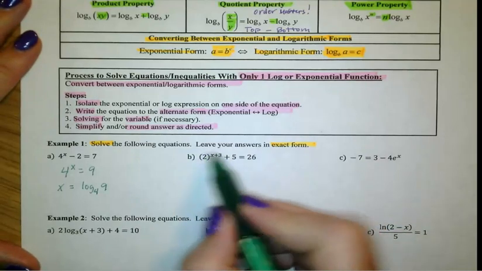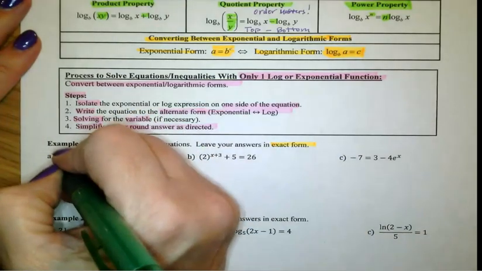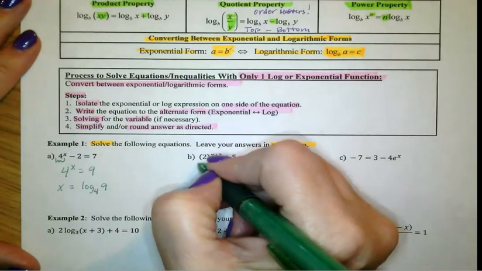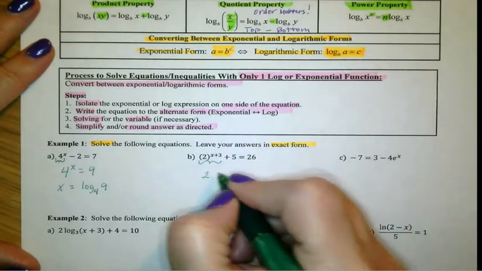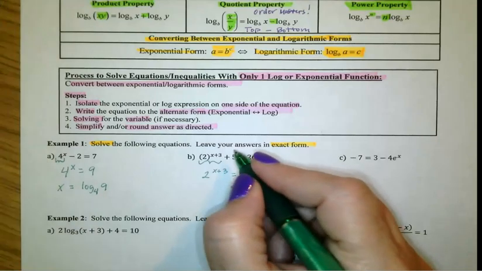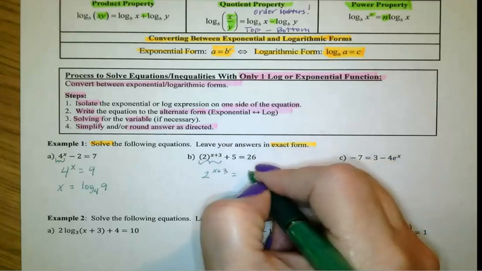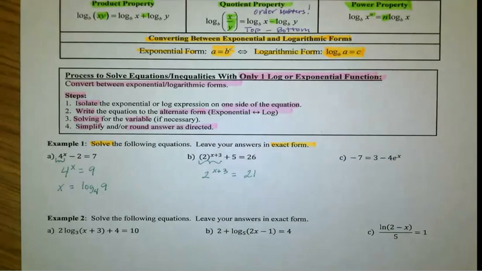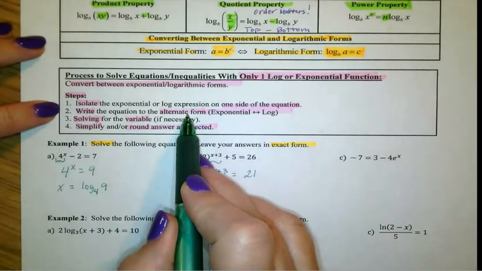All right, so let's look at the next one. So here is my exponent where the variable is up in the power. So this is the term that I need to get by itself, just like it was here. This is what I'm isolating. So I'm going to take 2 to the x plus 3 equals, I'm going to move the 5 over to the 26. So 26 minus 5 will be 21. Now, to get the variable out of the power and down into the problem so I can work with it, I'm going to put it in its alternate form.